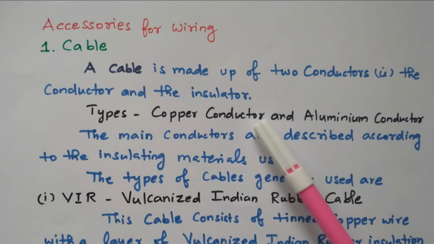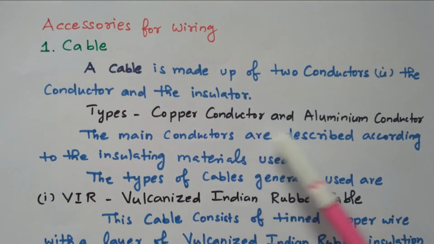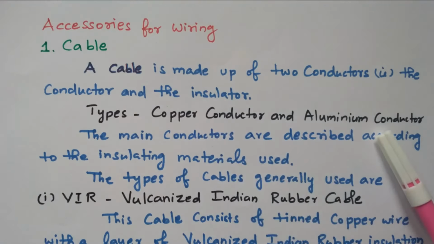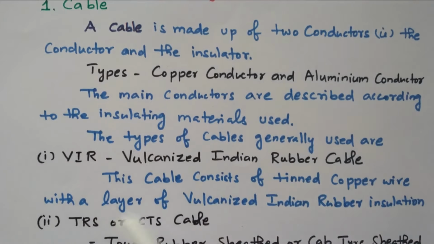The cable is the important thing that is conducting the current. Normally we are using copper conductor or aluminum conductor. Then these conductors are classified based on the insulating material. There are three types available. We'll see the types one by one. First one, VIR, vulcanized Indian rubber cable.